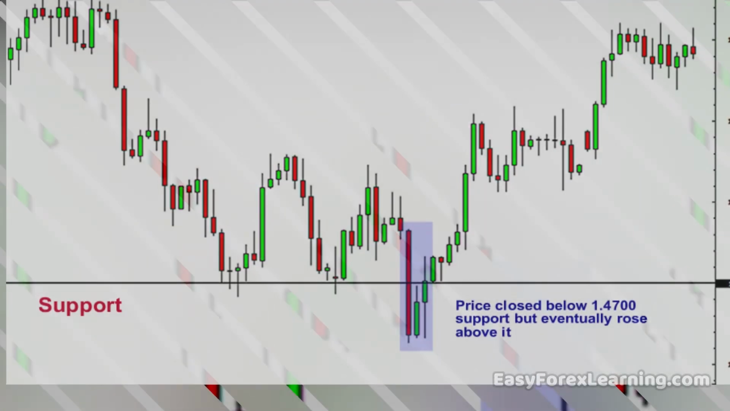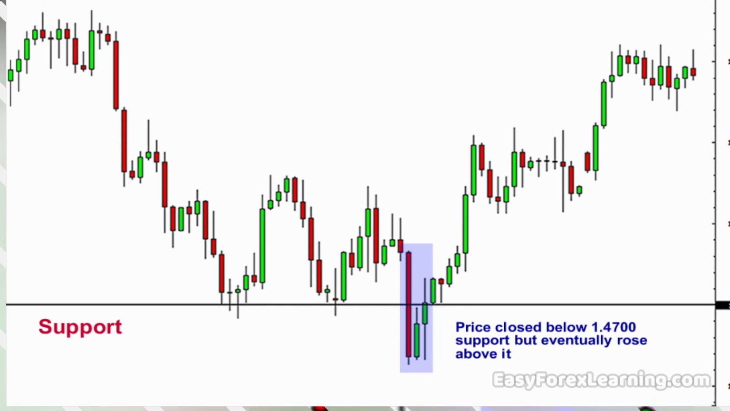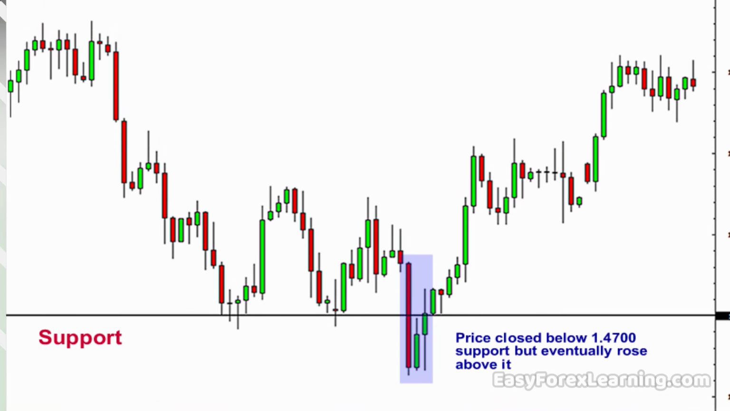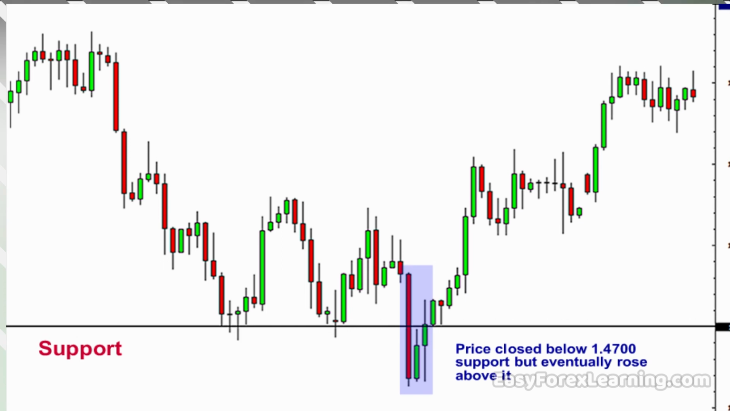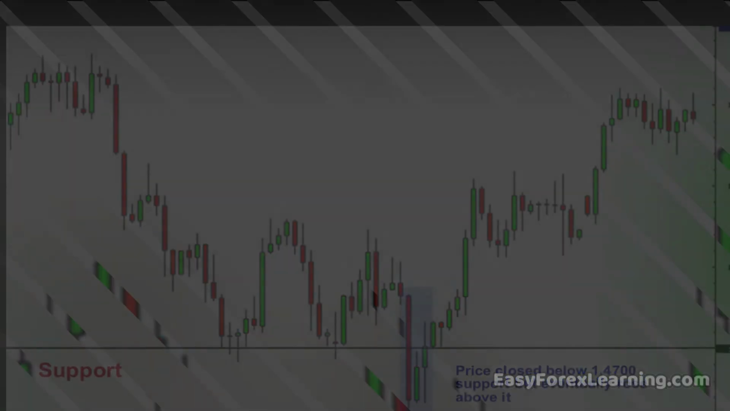With a little practice, you'll be able to spot potential forex support and resistance areas easily. In the next lesson, we'll teach you how to trade diagonal support and resistance lines, otherwise known as trend lines.